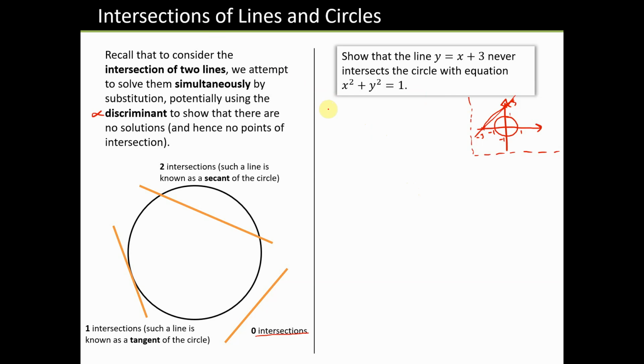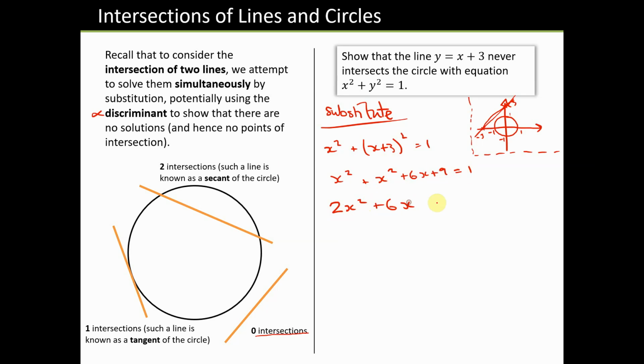So first of all, we want to substitute. I'm going to substitute y into where it says y squared. So that's going to be x squared plus (x plus 3) squared equals 1. And then let's rearrange. So we've got x squared plus x squared plus 6x plus 9 equals 1, and I'm going to make it equal to 0. So I've got 2x squared plus 6x plus 8 equals 0. I can divide all by 2 to make it a bit easier for myself.